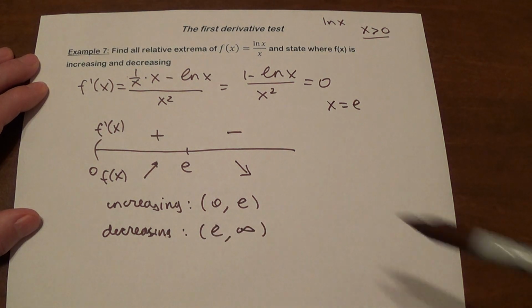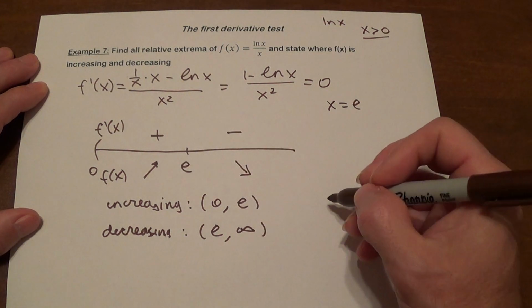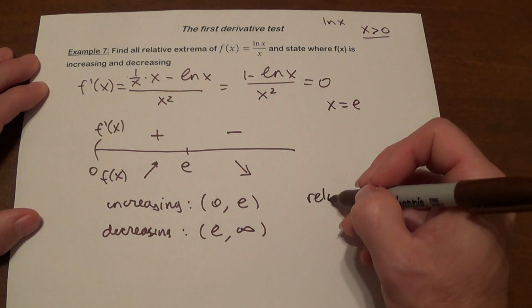What do we have at e? The first derivative changes from positive to negative. We're going to have a relative max.